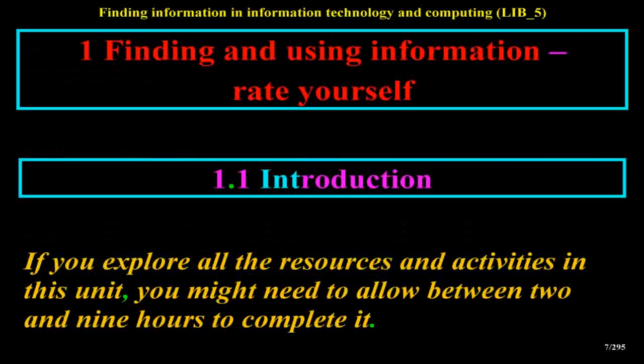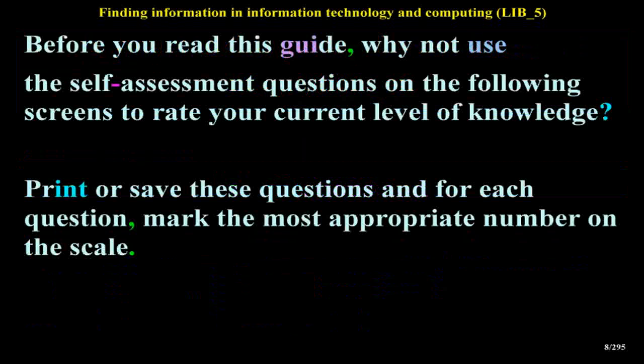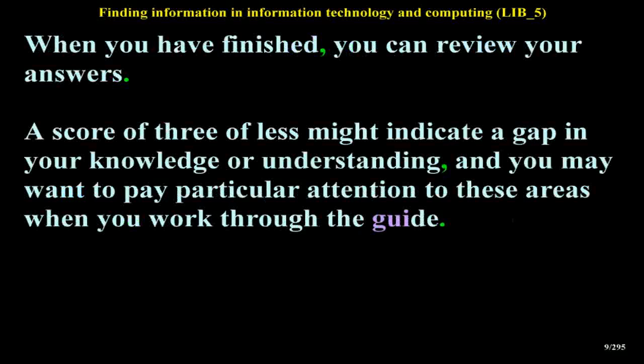Rate yourself. 1 Introduction. If you explore all the resources and activities in this unit, you might need to allow between 2 and 9 hours to complete it. Before you read this guide, why not use the self-assessment questions on the following screens to rate your current level of knowledge? Print or save these questions, and for each question, mark the most appropriate number on the scale. When you have finished, you can review your answers. A score of 3 or less might indicate a gap in your knowledge or understanding, and you may want to pay particular attention to these areas when you work through the guide.